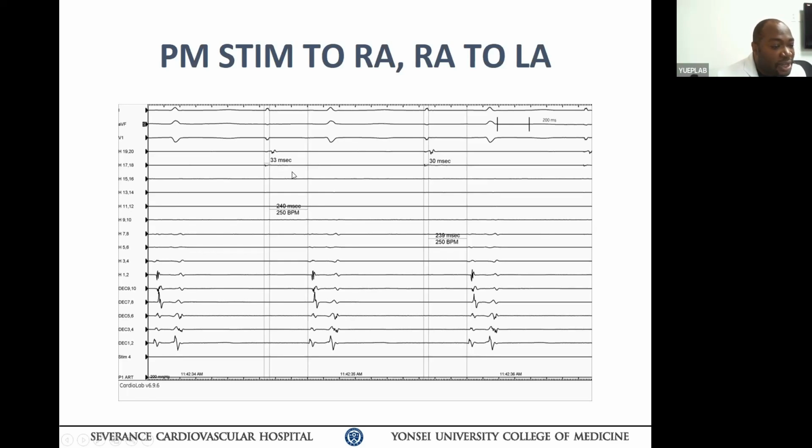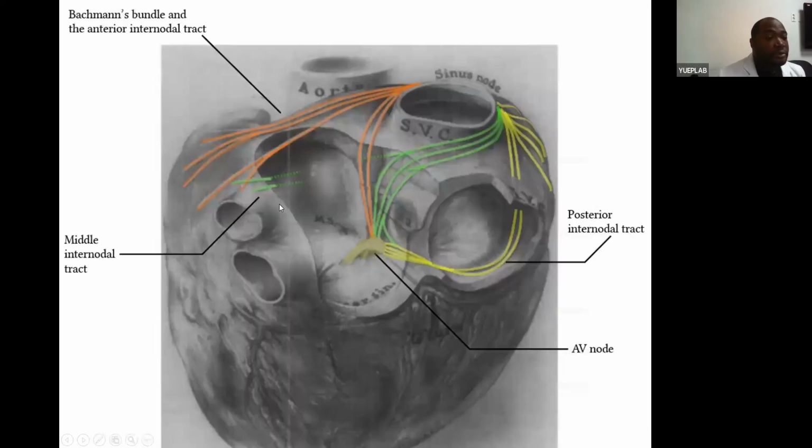And we see that in the rest of the RA, we barely see activation. Then from the high RA, the decapolar catheter was pushed anterior all the way to the left atrial appendage area, which is approximately where Bachmann's bundle was set. From high RA across Bachmann's bundle to the left atrial appendage was 240 milliseconds. That shows us that the conduction from the right to the left was prolonged.